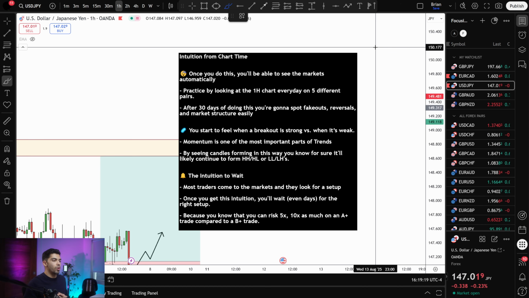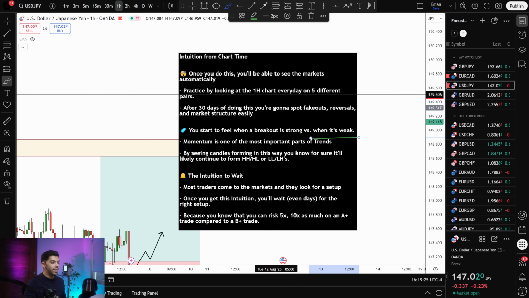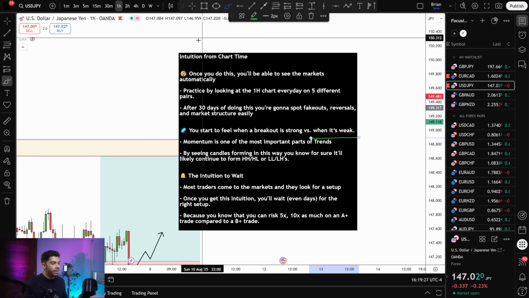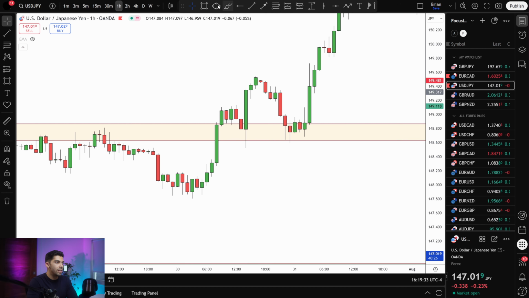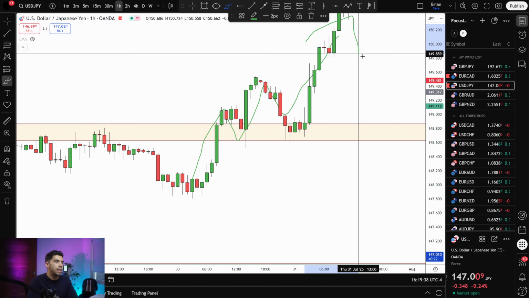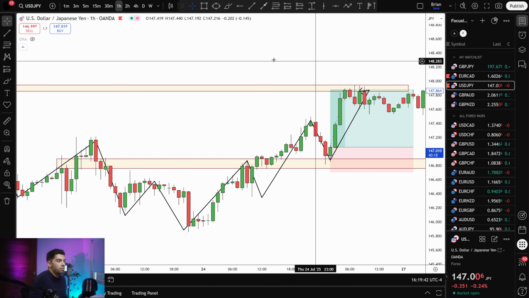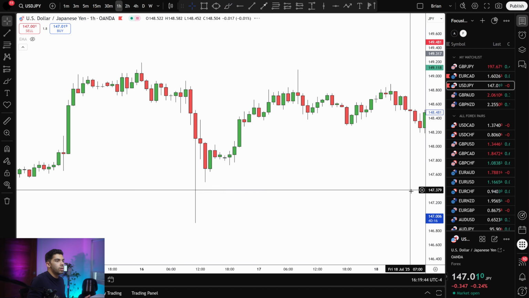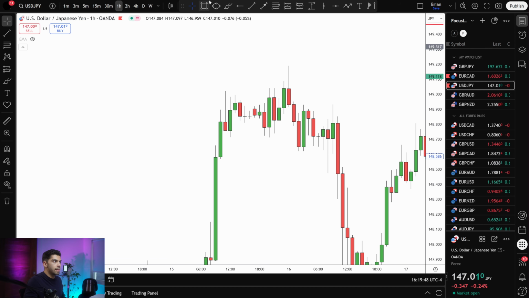When the market does a breakout, you have to know if it's a strong breakout or if it's a weak breakout. And honestly, the intuition that you're going to get from watching the 1 hour chart every day is going to give you that, because you'll know when the market is simply doing a fake out or when it's actually breaking out. Like for example, this right here is an actual breakout that then led to a huge movement to the upside. But then I can show you an example of a fake breakout where we can easily just tell like, okay, there's no momentum.